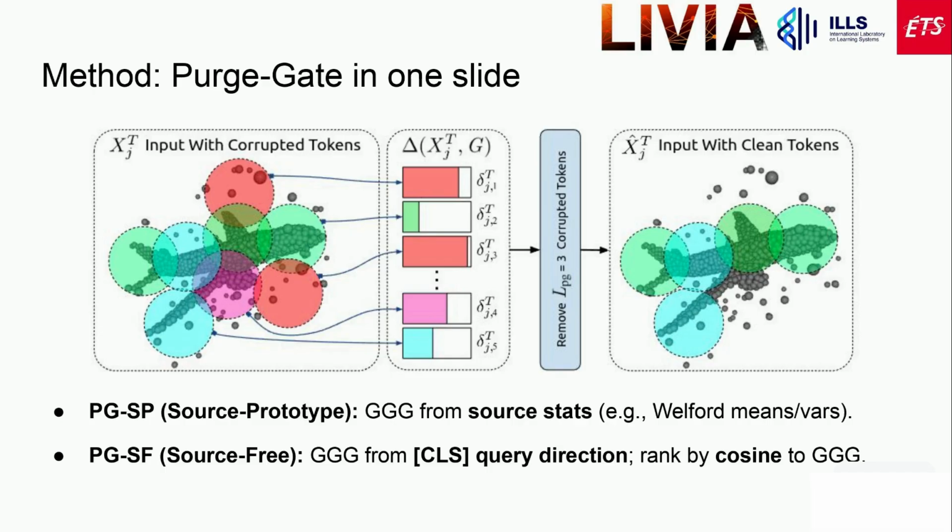For each input, compute a divergence score per token relative to a prototype G, rank tokens, and purge the top LPG. We provide two practical prototypes. PGSP uses source statistics to define G and measures, for example, Mahalanobis or cosine divergence. PGSF is source-free. It derives G from the model's own CLS direction and scores tokens by cosine similarity. Both variants are forward-only, no gradients and no cross-batch state.